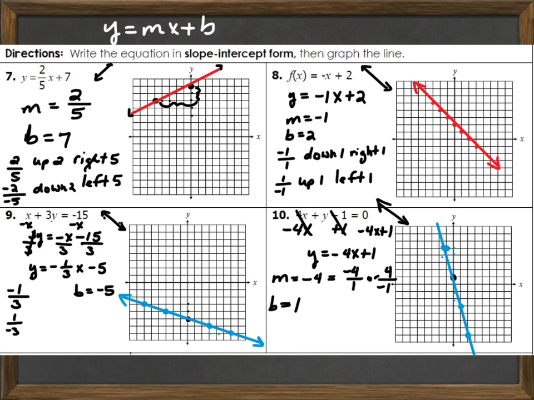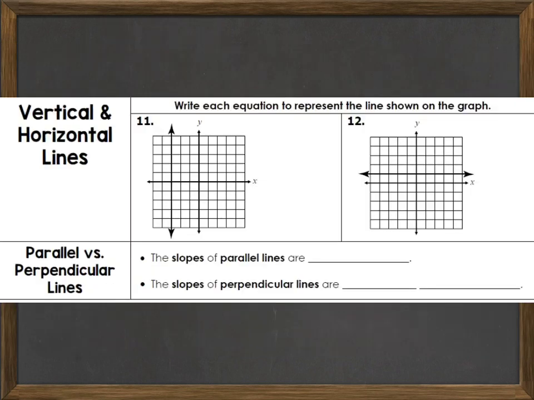Okay. And so we have a line here that represents y equals negative 4x plus 1. So now we've graphed lines in slope-intercept form. We've put them in slope-intercept form. We've put equations into standard form. Standard form you can graph from, but we'll have a different strategy for graphing if you have standard form in a little bit. So let's move on.